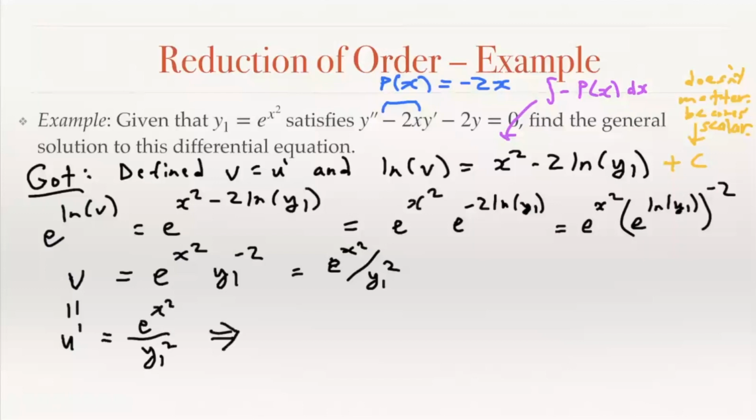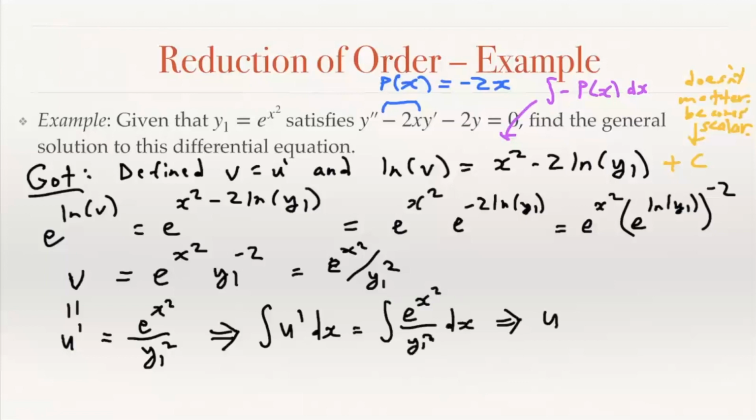And then integrating both sides, we have that u is equal to the integral of e to the x squared over y1 squared dx.